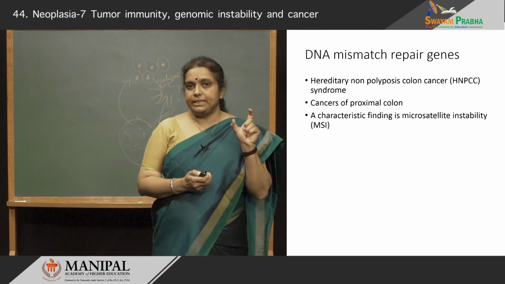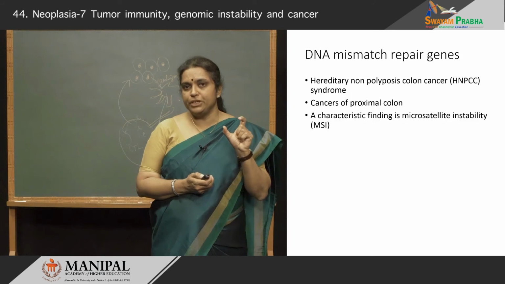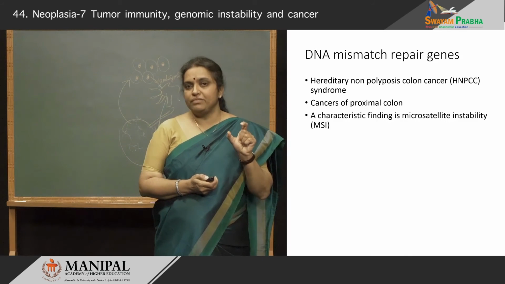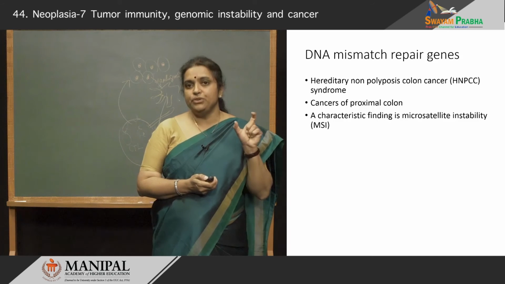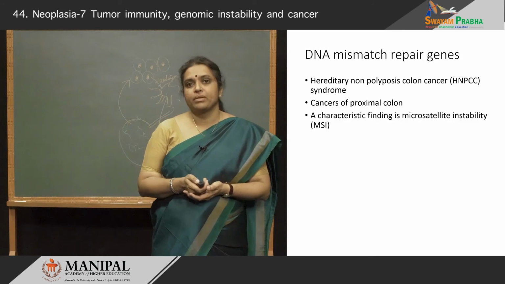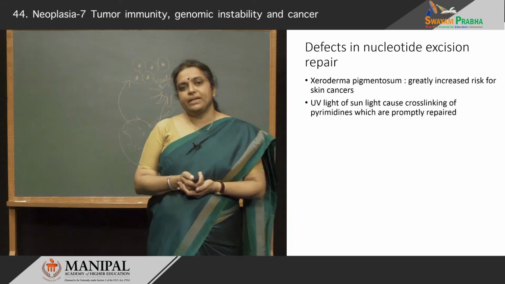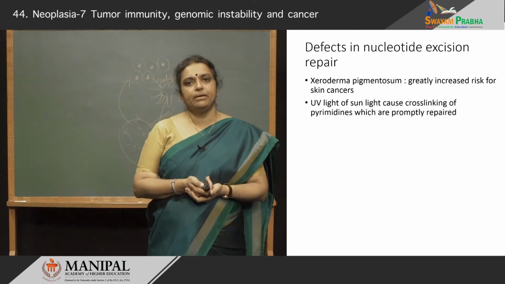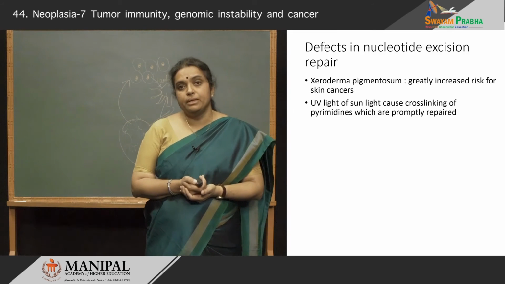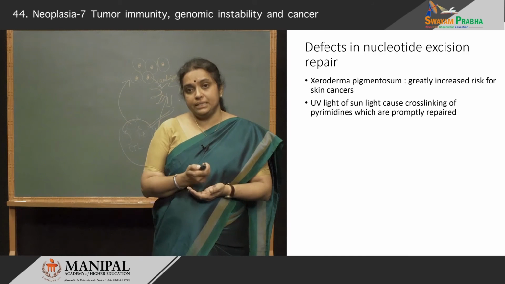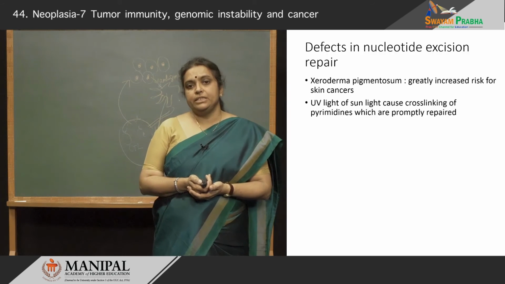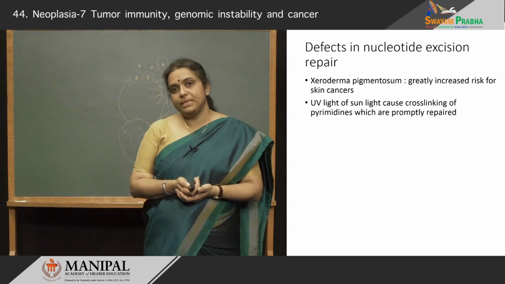Now, the DNA has tandem repeats of 5 to 6 nucleotides. This is constant within a cell. In patients who have defective mismatch repair genes, you find these tandem repeats are of unequal length throughout the genome. The second defect is defects in nucleotide excision repair, and the prototype of this disease is known as xeroderma pigmentosum. These individuals are at increased risk for developing skin cancers.